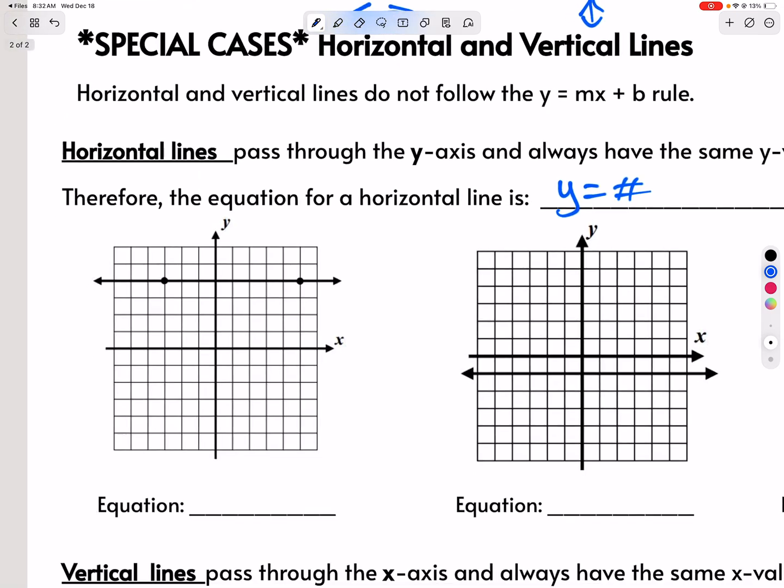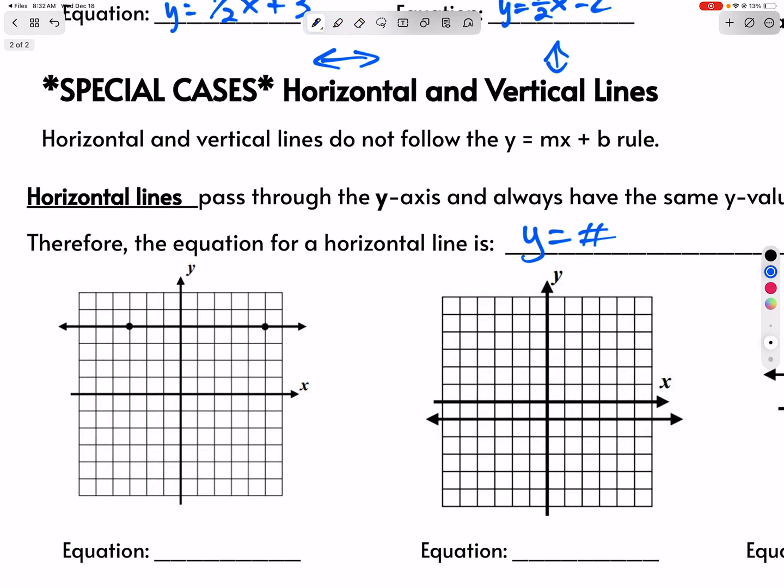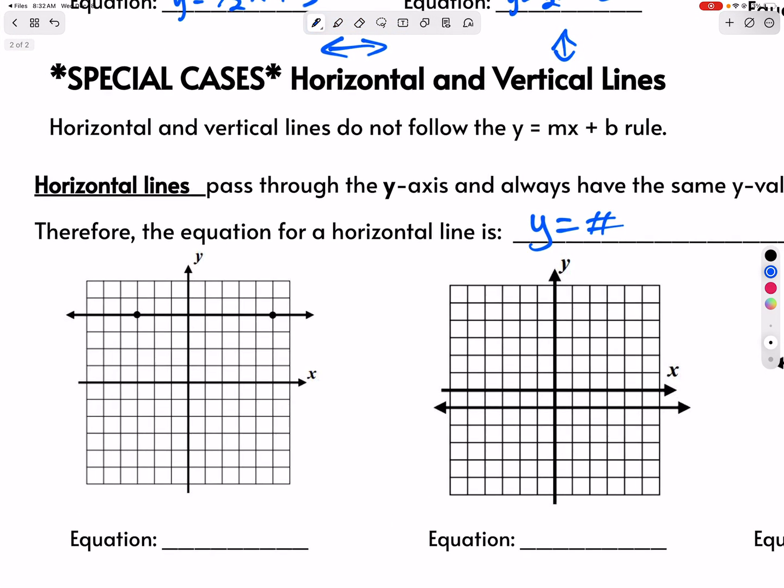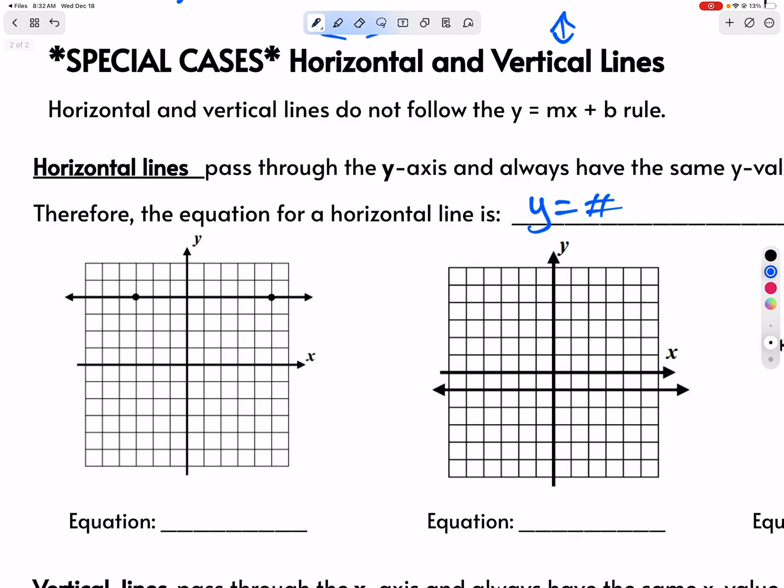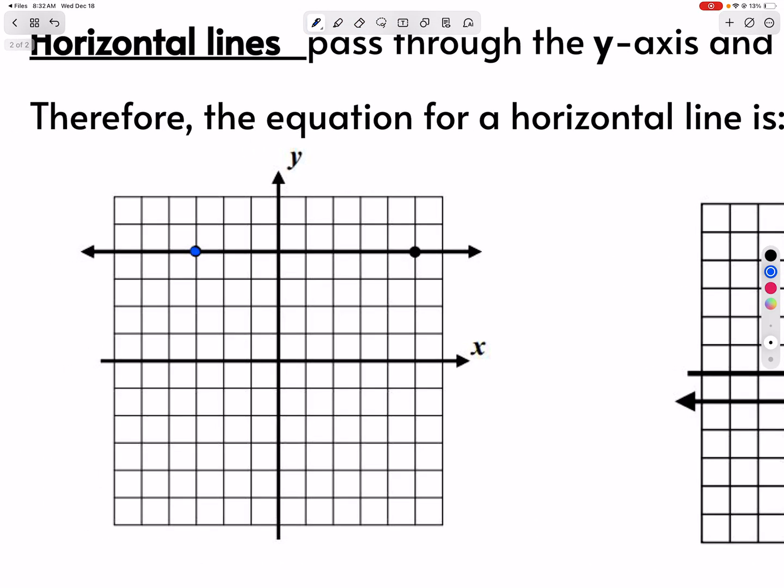For example, oh my gosh, come on. Why can't I zoom in? Technical difficulties. Okay, there we go.